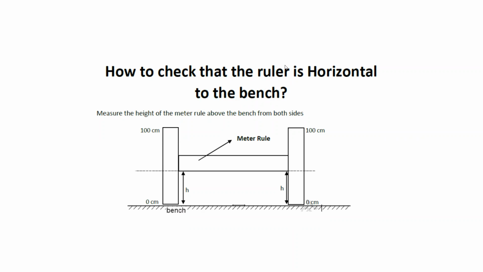Then how to check the ruler is horizontal? If you have any scale or a ruler, and you want to make sure it is exactly horizontal, what you will do is measure the height from both ends. And this technique can be done not even for a ruler, it can be done for any apparatus in which we want to make sure that it is exactly horizontal. So how can I make sure it is exactly horizontal?